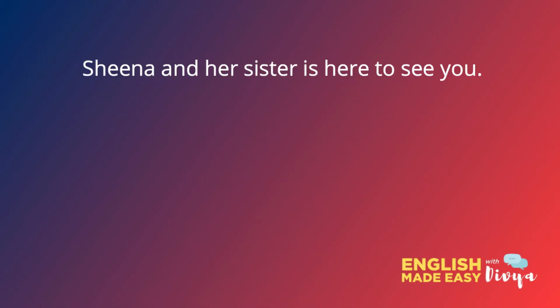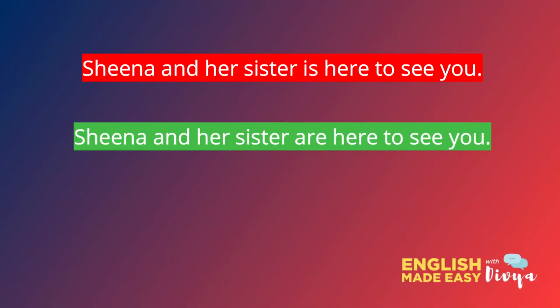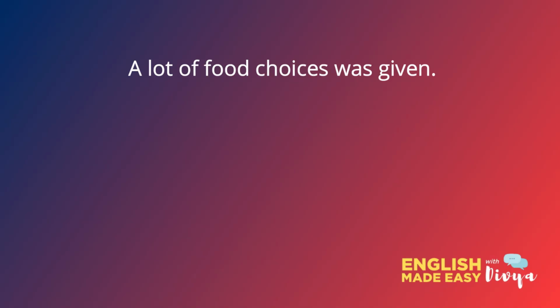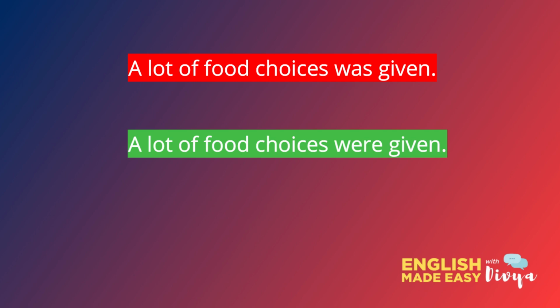The next sentence is, Sheena and her sister is here to see you. So when we are joining two subjects using the conjunction and, the verb should always be plural. So Sheena and her sister are here to see you. The next sentence is, a lot of food choices was given. Like we discussed, whenever your sentence begins with a lot of, the verb that follows is always plural. So a lot of food choices were given and not was given.